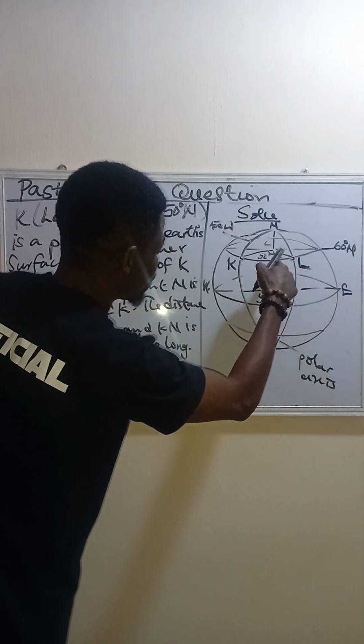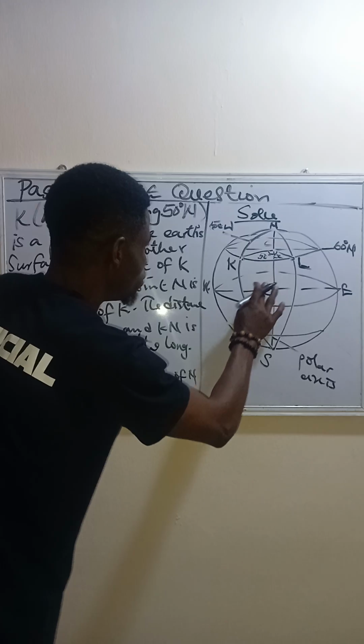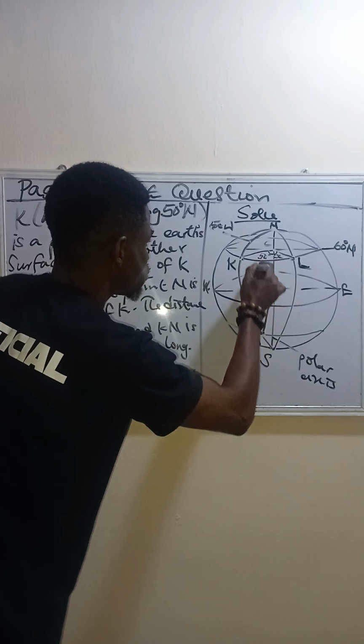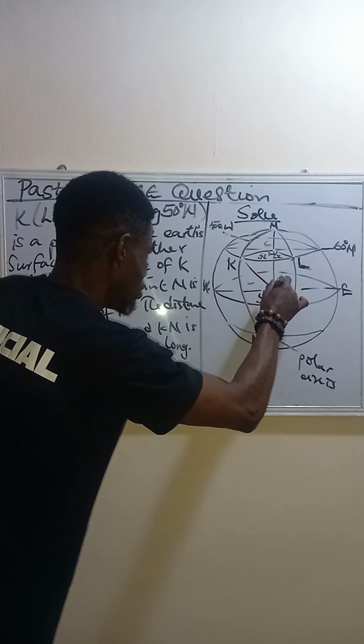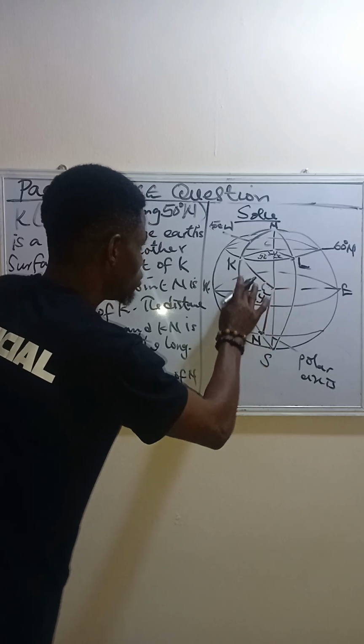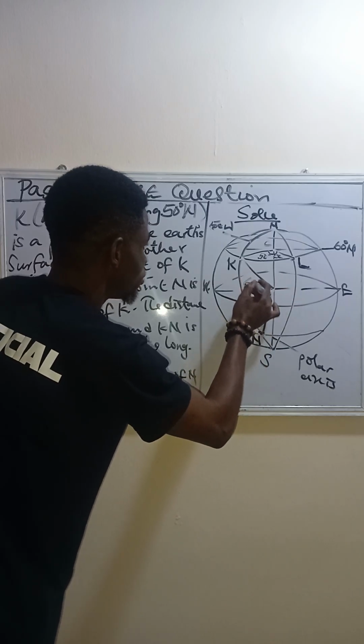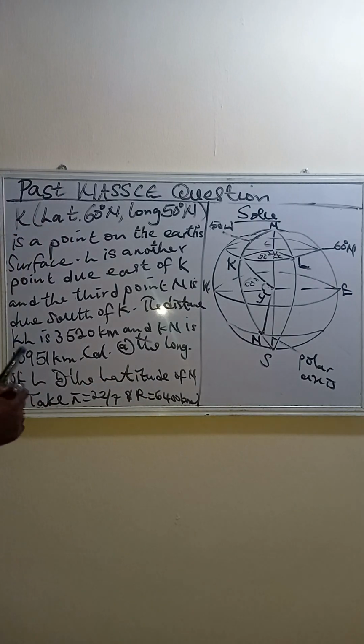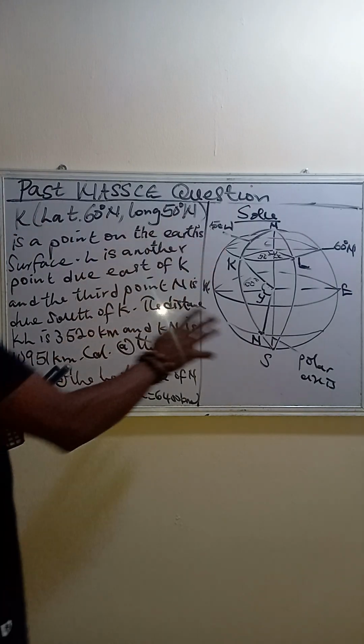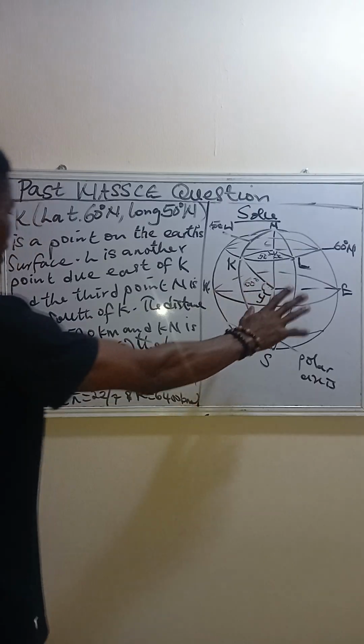Now you can join another straight line from here to meet this center. You can call this one 60°. So these are the 3 points that we have on the Earth's surface.